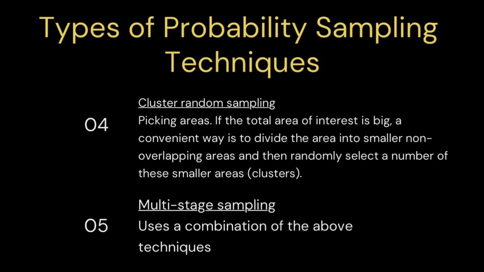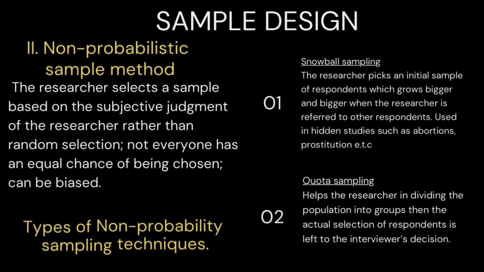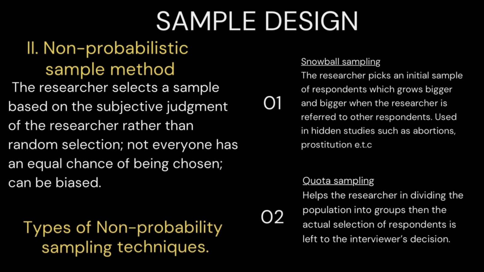Multi-stage sampling uses a combination of the above techniques. Like, you can mix all the techniques. We move to the non-probabilistic sampling method. The researcher selects a sample based on the subjective judgment of the researcher rather than random selection. Not everyone has an equal chance of being chosen, and it can be biased.